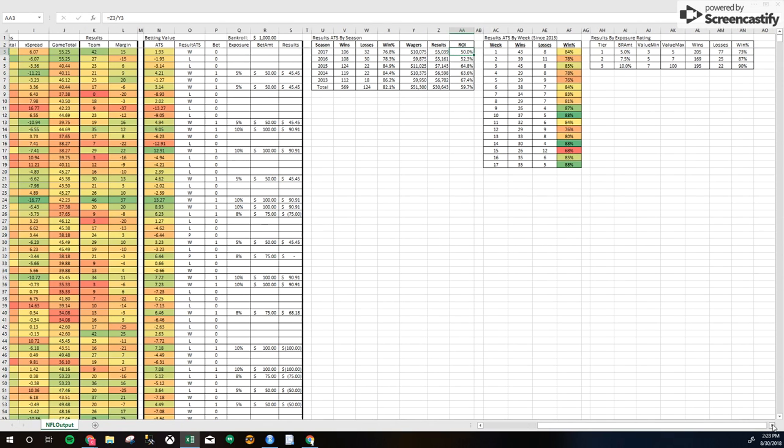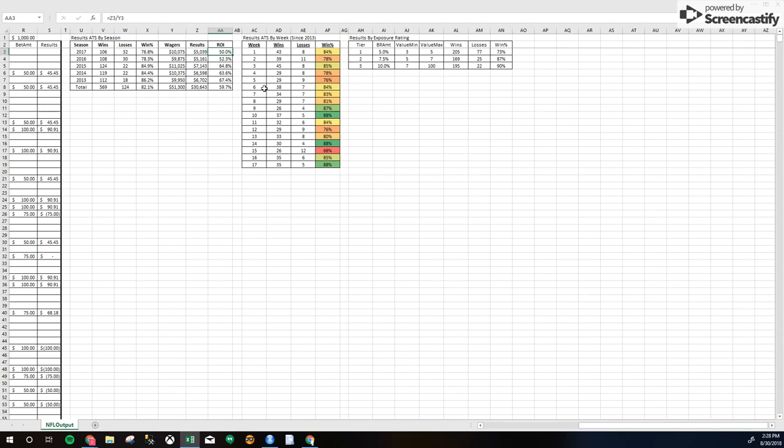This next table is broken out by week. The reason I wanted to put this in here was to see if the model got stronger or weaker as the season went on, if adjustments were made in the lines or anything like that. Actually, towards the end of the season, we have higher winning percentages than the beginning, which was positive for us.